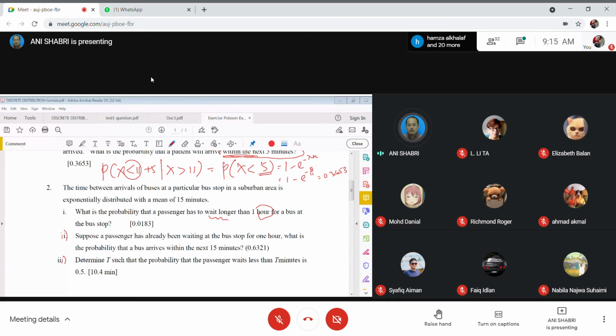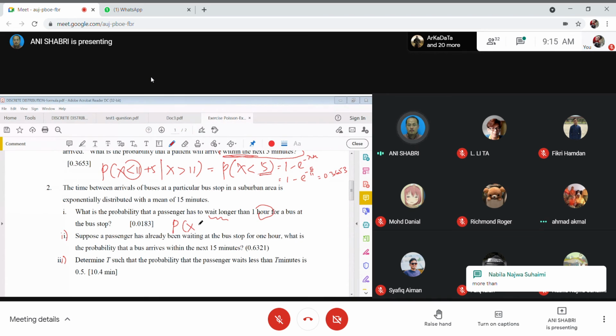Okay, apa soalan jawapan ni? Exponential, betul. Exponential. Look, kalau bilangan, it is the number, you must use Poisson. This one is hours. Bila masa, when time, we must use exponential. Okay, this one longer. What is meant by longer than 1 hour? Greater ataupun lebih besar? Kecil atau lebih besar? More. This one more. More than 1 hour.